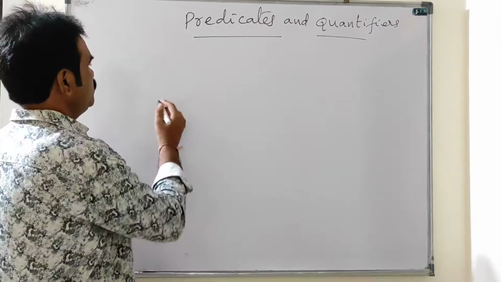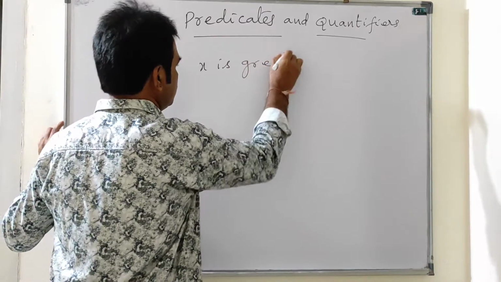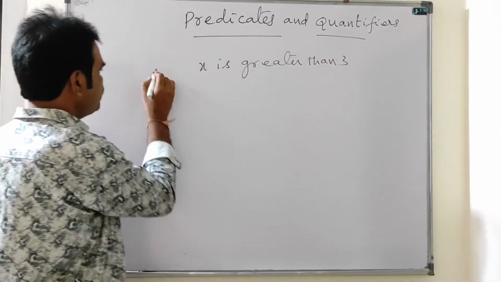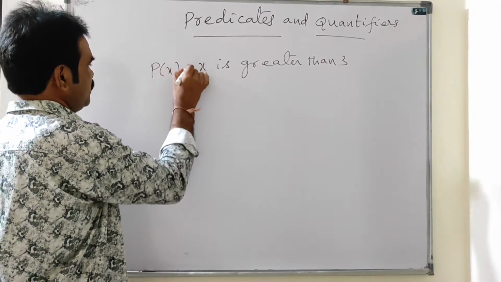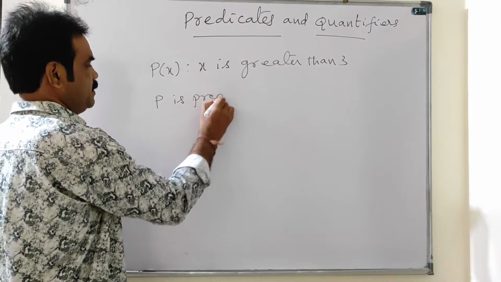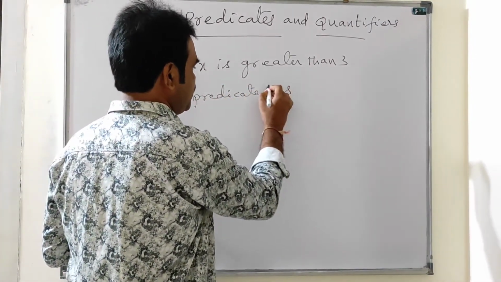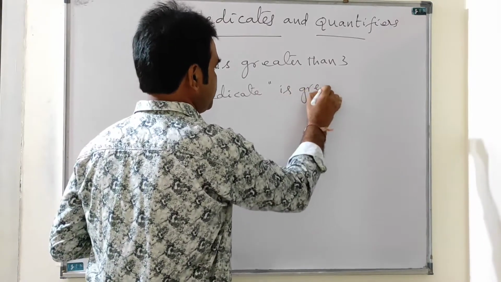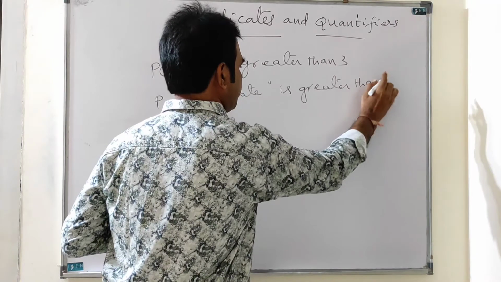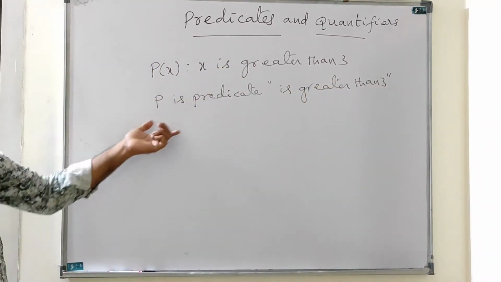You can denote the statement x is greater than 3 by P of x, where P is the predicate. What is that? Is greater than 3. You can denote this statement by P of x, where P is predicate.